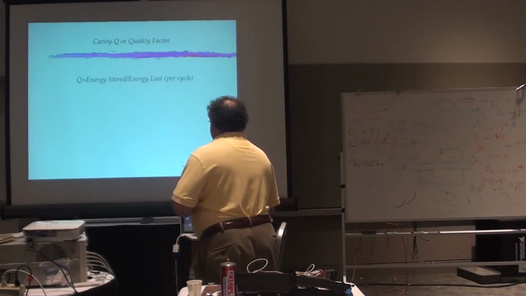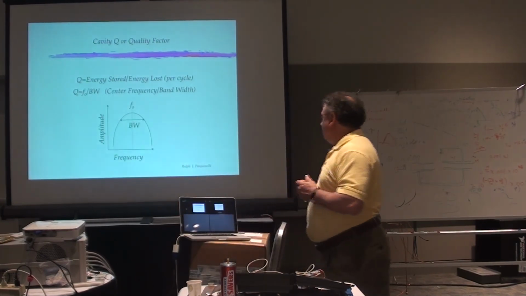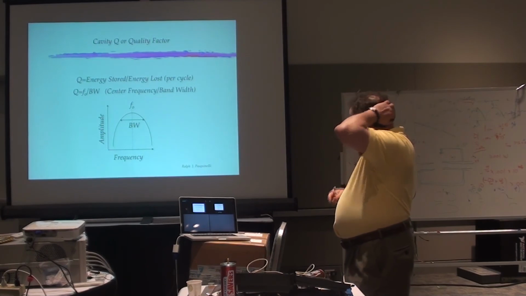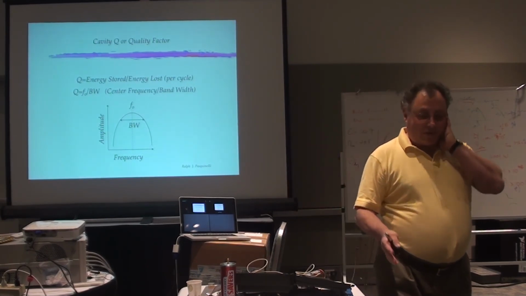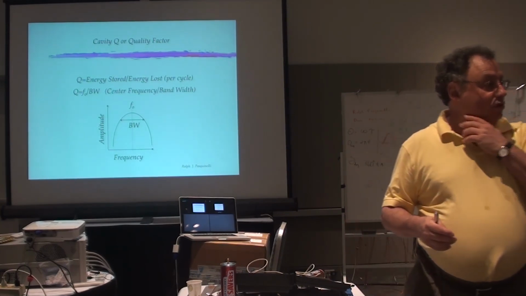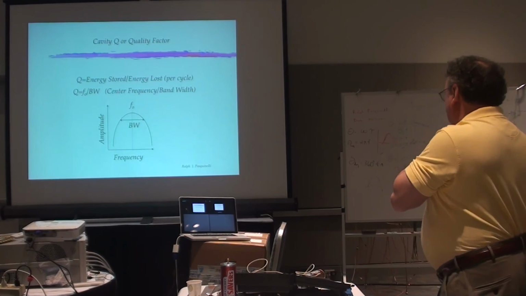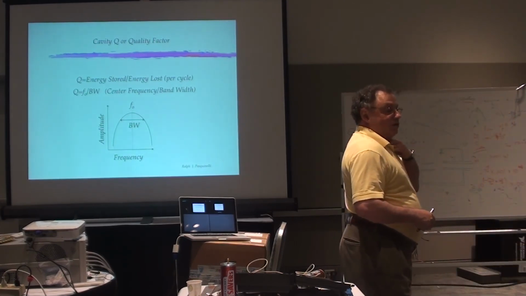Okay, so we talked about what Q is. It's the energy stored versus energy lost per cycle. And the whole bottom line is if you want to accelerate a particle beam, you want volts. Volts is the force that pushes the charge. But how do you get volts from power? Well, it's a transformer ratio.